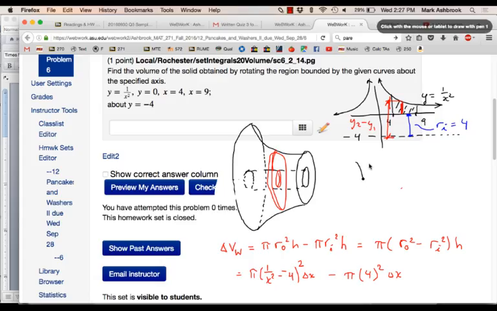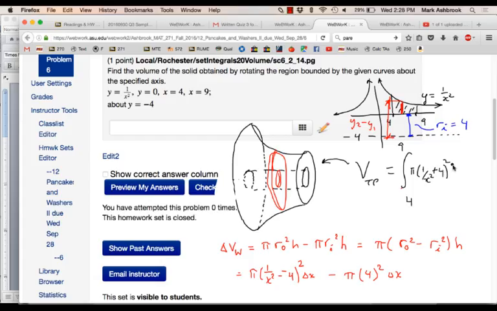So the volume equals the integral from 4 to 9 of this thing: pi times (1 over x squared plus 4) quantity squared, minus 16 pi, dx. Made it.